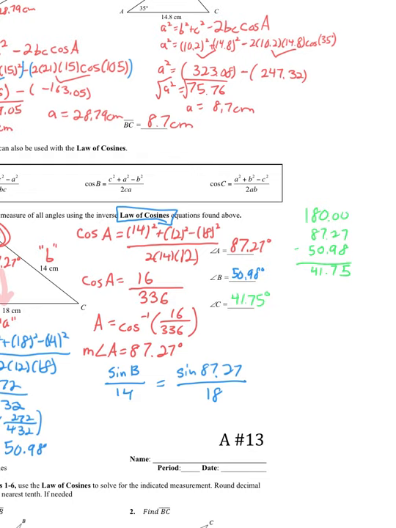All right. So that's how I find missing angles using the law of cosines. So that covers everything for today. Actually, we went pretty fast.